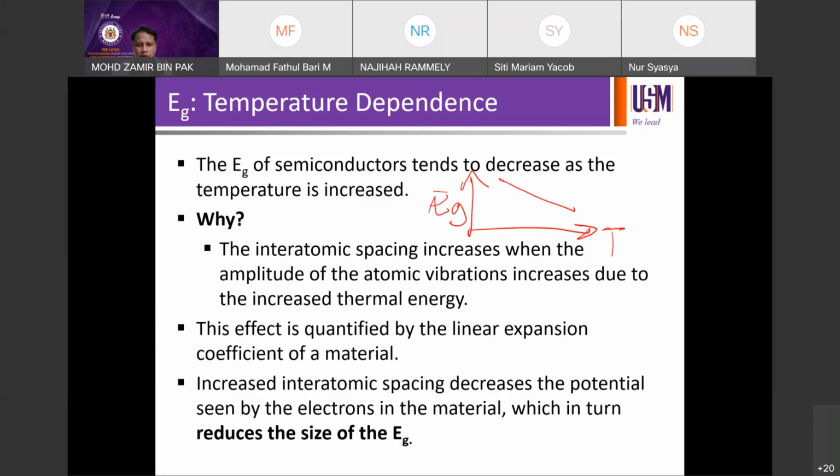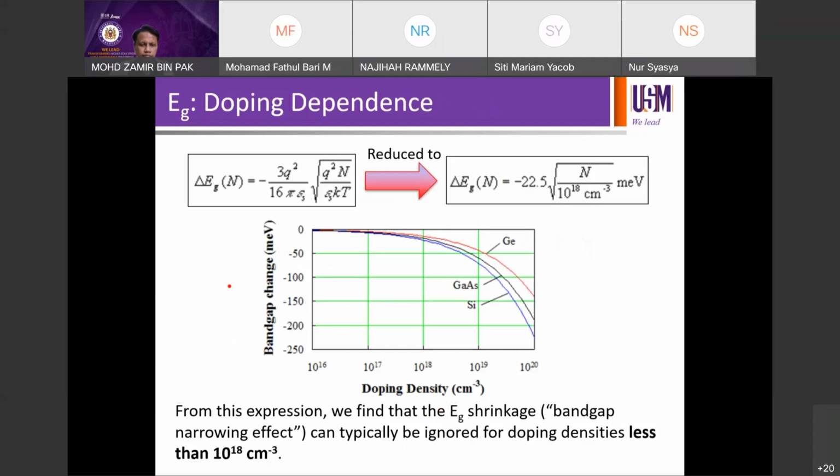Right, increased interatomic spacing decreases the potential seen by the electrons in the material, which in turn reduces the size of the EG. Okay, so increased interatomic spacing at high temperature decreases the potential seen by electrons. So that means it's a lot easier for them to overcome the gap. Okay, even though the magnitude is not so big, you can see an inverse relationship between EG and temperature.